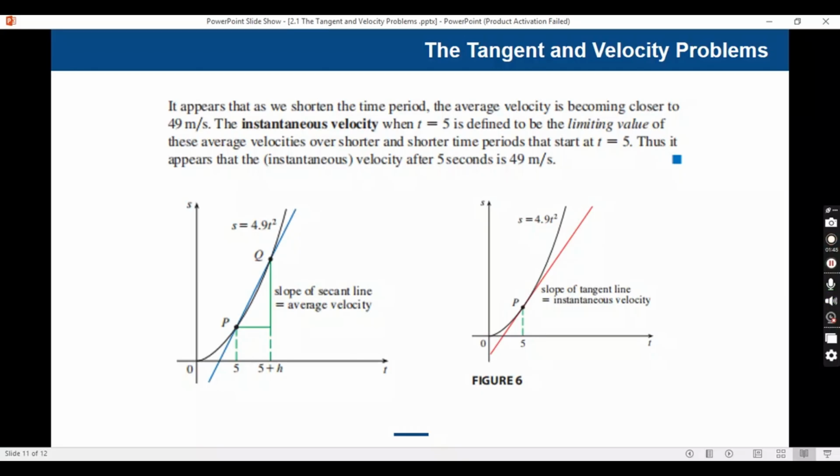So saying the instantaneous velocity when t is equal to 5 is defined to be the limiting value of these average velocities over shorter and shorter time periods that start at t equal to 5. Thus, it appears that the instantaneous velocity after 5 seconds is 49 meters per second. Okay.